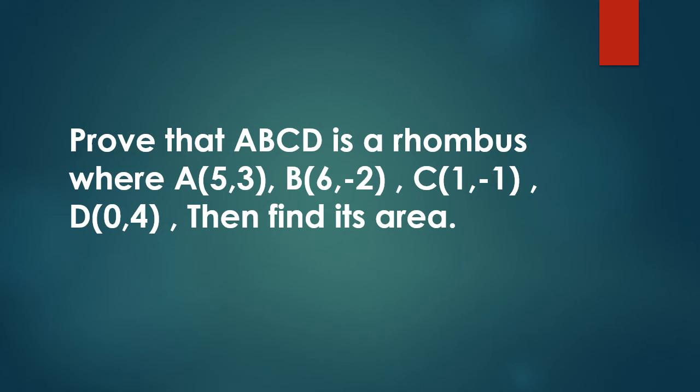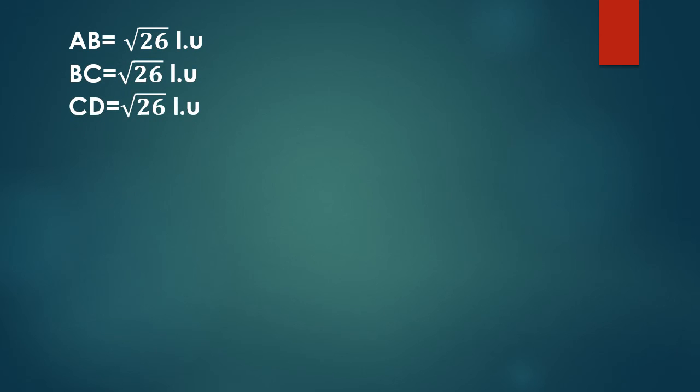The next: prove that ABCD is a rhombus, where A (5, 3), B (6, -2), C (1, -1), D (0, 4). Then find its area. To prove that ABCD is a rhombus, the first step, we must find the lengths of all the sides. AB equals square root 26, BC equals the square root of 26, CD equals the square root of 26 length units, and AD is the square root of 26 length units.